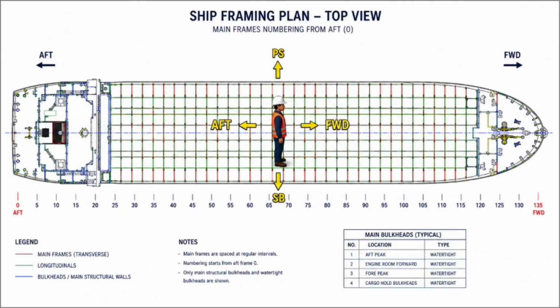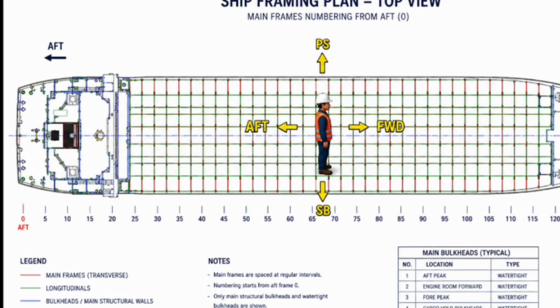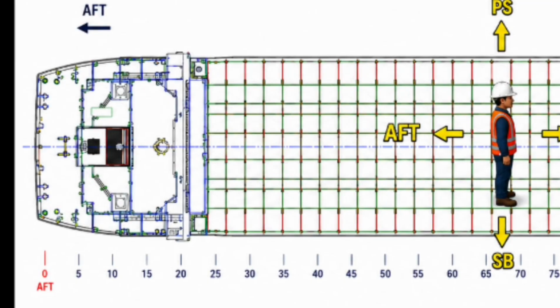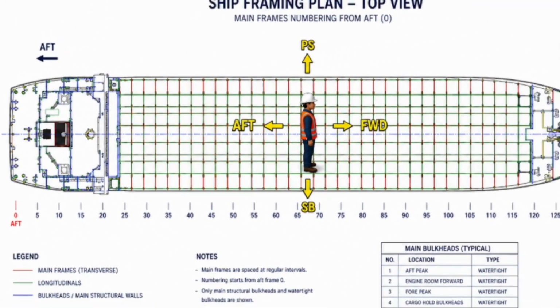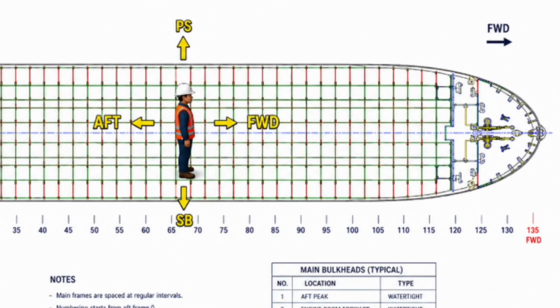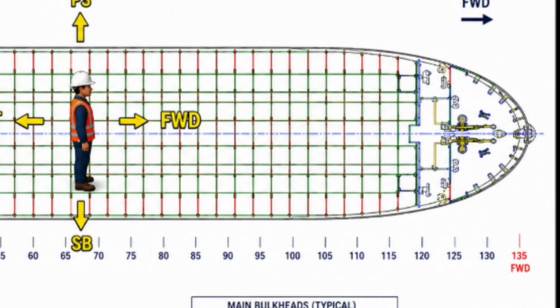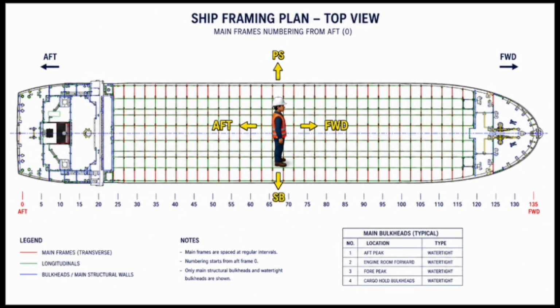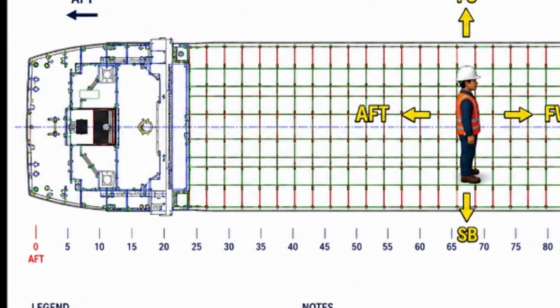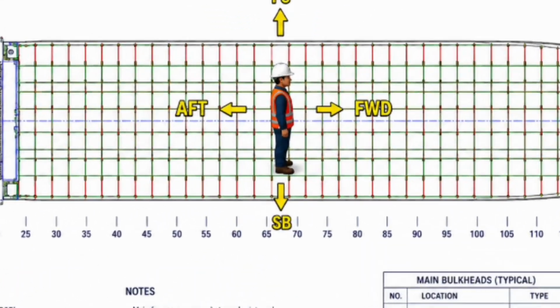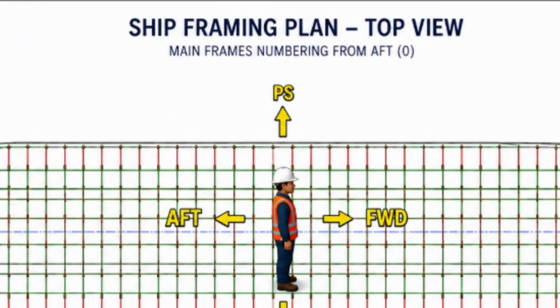Now, here's a simple but essential rule. During construction, if you stand according to the shipbuilding drawings with the lower frame numbers behind you, you are facing FWD, forward, the front of the ship. In that position, aft is behind you, starboard is on your right, and port side is on your left.